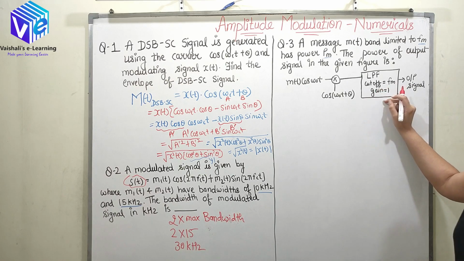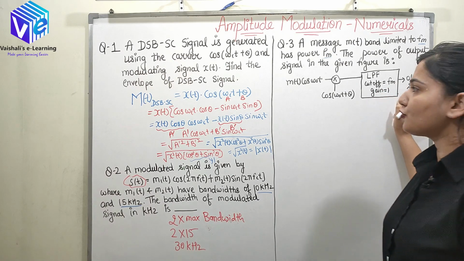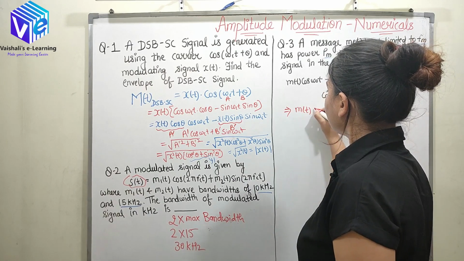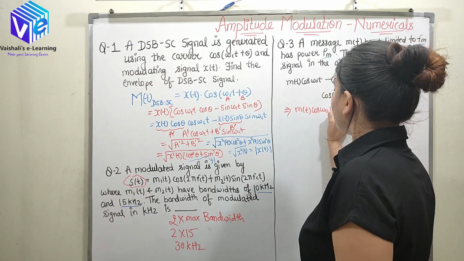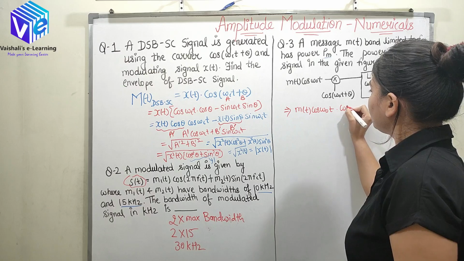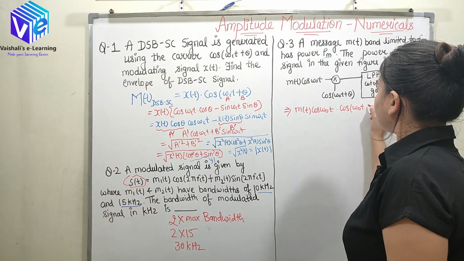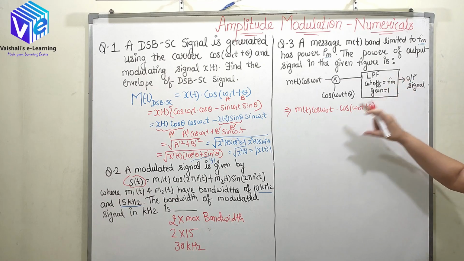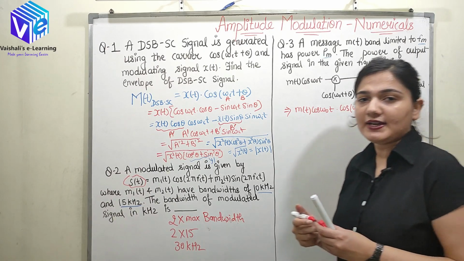So it is passed through the low pass filter and I'll be getting the output signal. So let's simplify it. So here I have m(t) cos ω₀t, it is multiplied with cos(ω₀t + θ). Now I have to send this signal to the low pass filter.